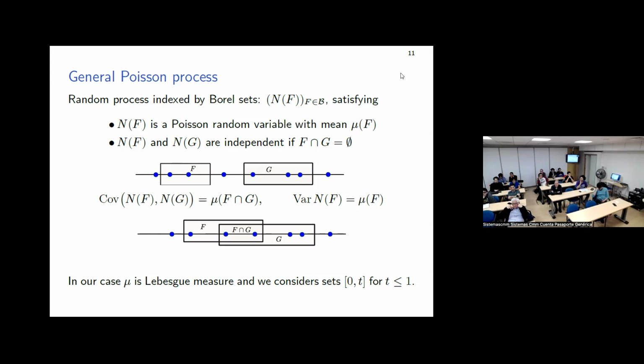And here, for instance, if you are in R, you have two sets that are intervals, and then you have independence. But if they intersect, the covariance between N(f) and N(g) is equal to the measure of the intersection. These covariances are the same as you have for the Brownian bridge. In our case, we are taking mu the Lebesgue measure and considering sets only [0,t]. This is the reason the definition in the previous transparency was so simple.